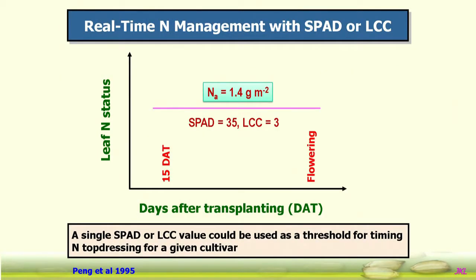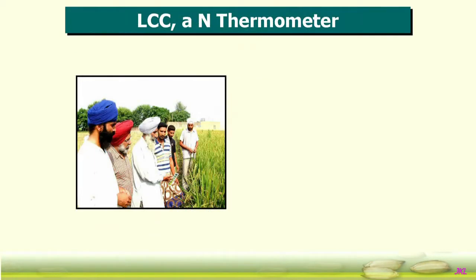The important thing, and this is again for rice, is that you should be able to maintain 1.4 gram per meter square of nitrogen in the leaf. That is equivalent to a leaf color chart spot reading of 35, or an LCC reading of 3. So throughout the growth duration, you should have that much nitrogen concentration, and once you have it, you can ensure high yield.